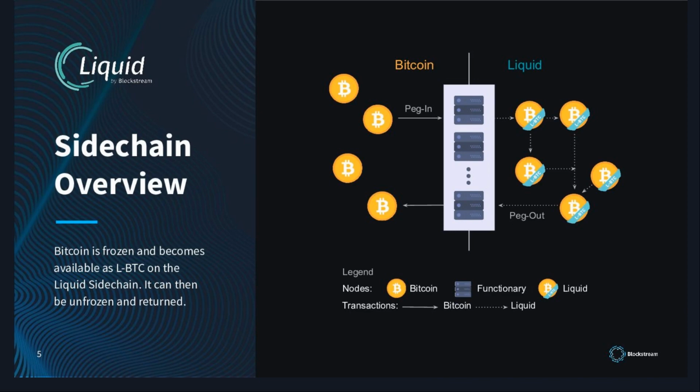So Liquid has what's called a federation. This means that there's a set of exchanges and traders and market makers and financial institutions that are actually operating this network with a bunch of servers. Whereas Bitcoin uses mining and proof of work, Liquid uses these servers.